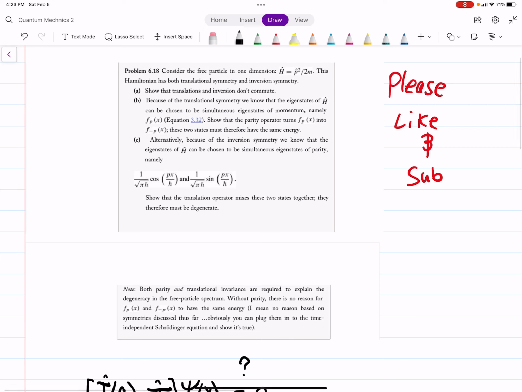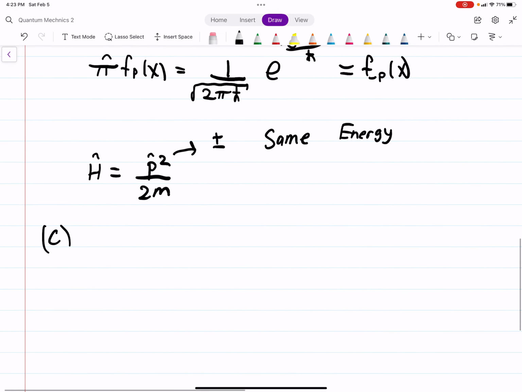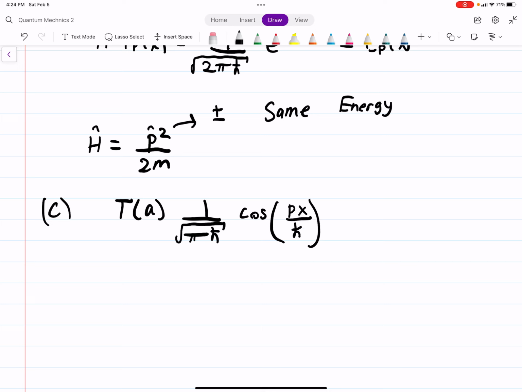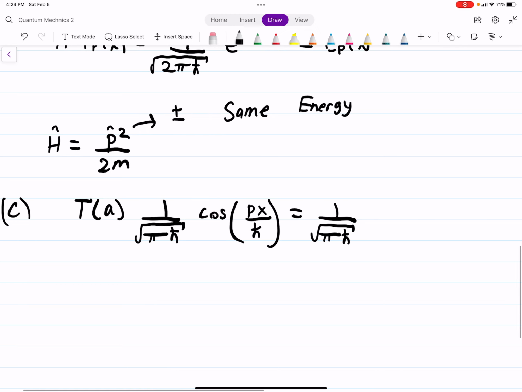And part C says, so now what they want us to do is we want to show that the translation operator mixes these two states, the two states they give us. And so there must be degeneracy. So just as an example, we're doing T of minus a. We'll start with 1 over the square root of pi h bar, and it was cosine, so this was the first state, cosine of px over h bar, which is 1 over the square root of pi times h bar, cosine of p over h bar, x minus a.